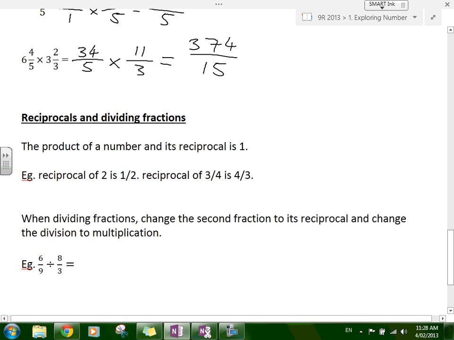So, the reciprocal of 2 is a half, 1 over 2. The reciprocal of 3 over 4 is 4 over 3. What you're doing is just flipping the fraction.